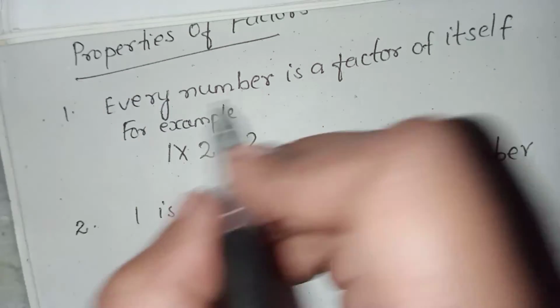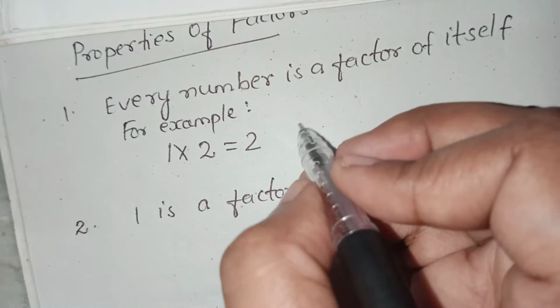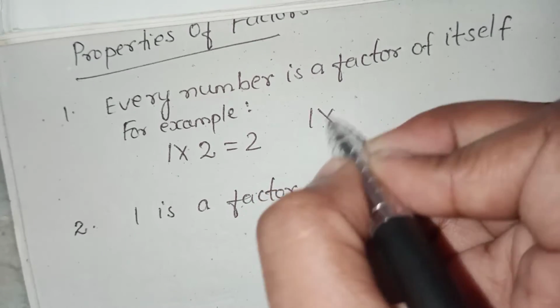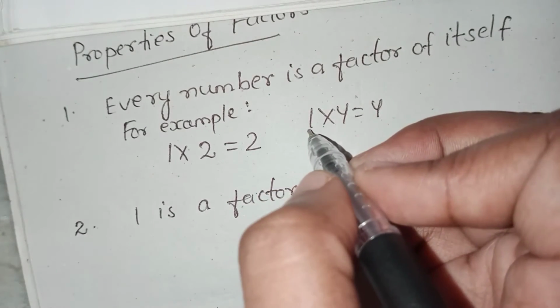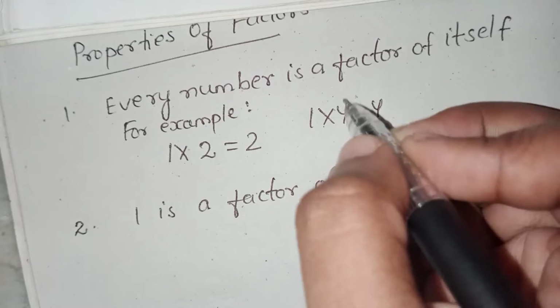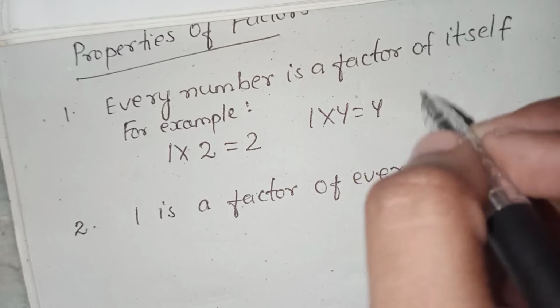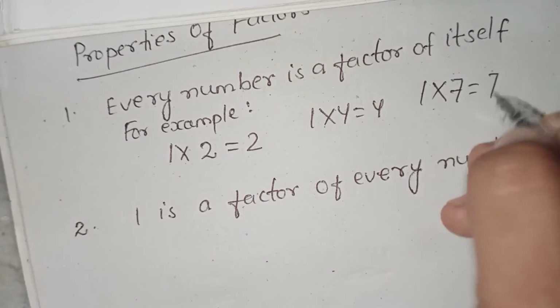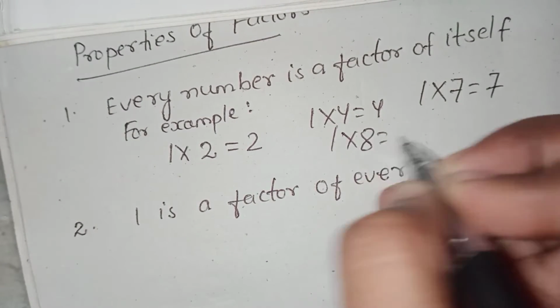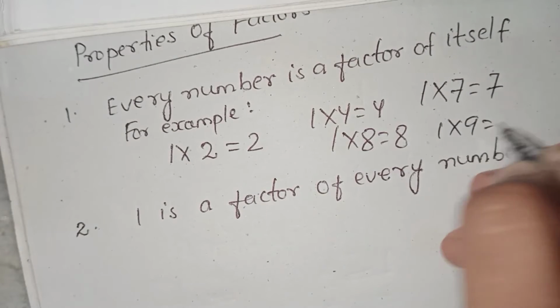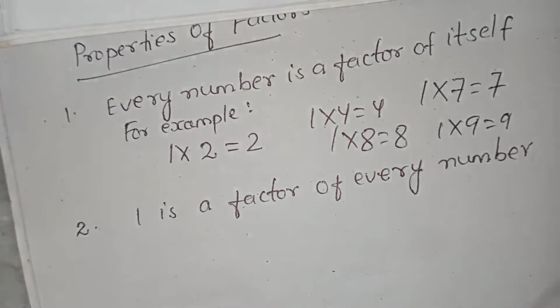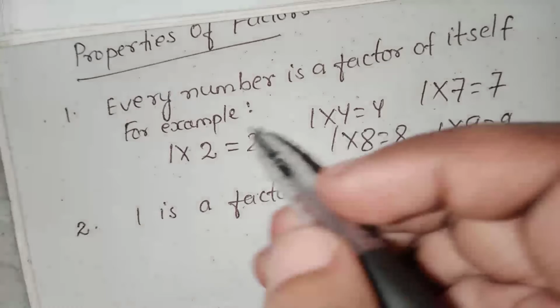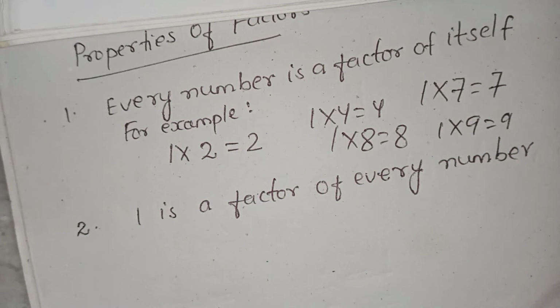Other example I am giving you is 1 four is 4. You can see now that the multiplier is the same as the product. So every number is the factor of itself. 1 seven is 7, 1 eight is 8, 1 nine is 9, and so many more, and so on. Okay, so every number is a factor of itself.